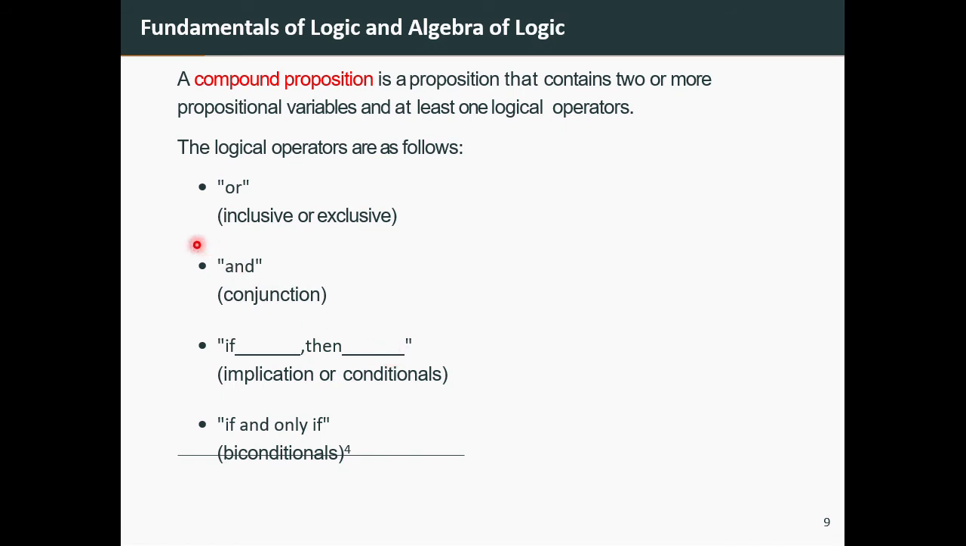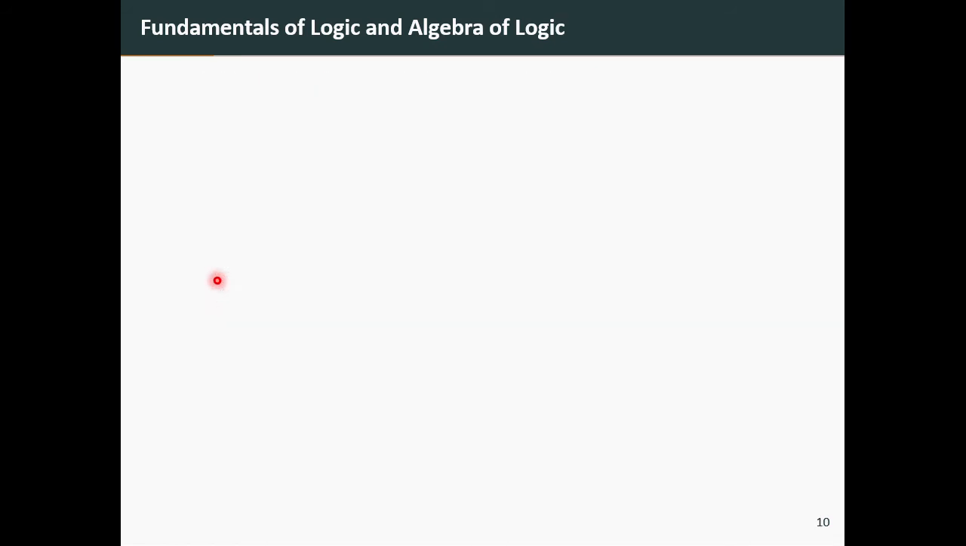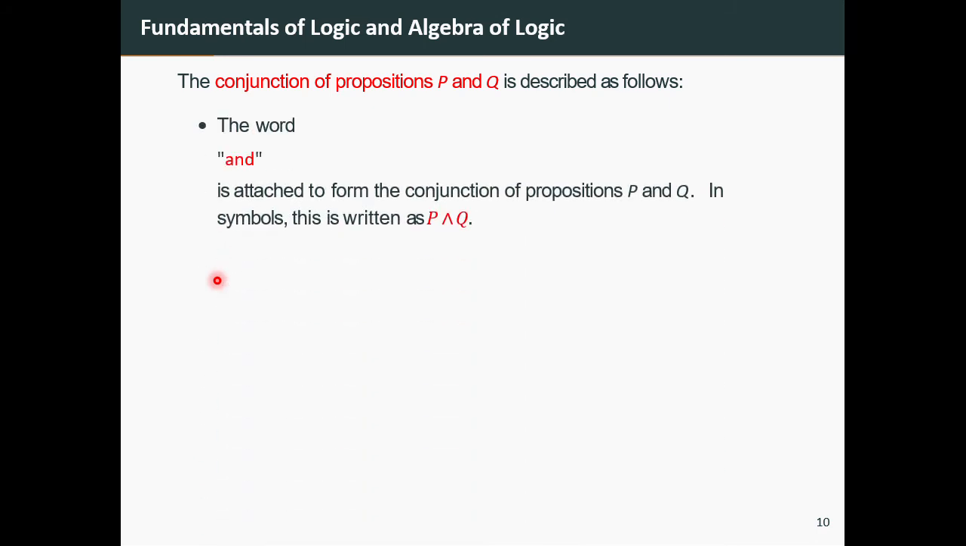Now let's focus first on the conjunction. The conjunction of propositions P and Q is described as follows. The word and is attached to form the conjunction of the propositions P and Q. In symbols, we will write this as this one. We read this symbol as P and Q. Aside from the word and, we can also use the keywords but, nevertheless, although, however, and yet.